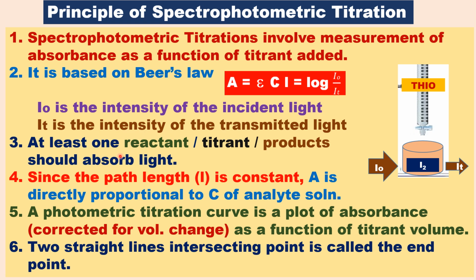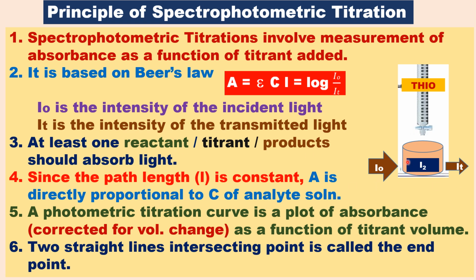Now, what is the condition for spectrophotometric titration? At least one of the reactant or titrant or product or external indicator must absorb light. At least analyte or titrant or product or external indicator.